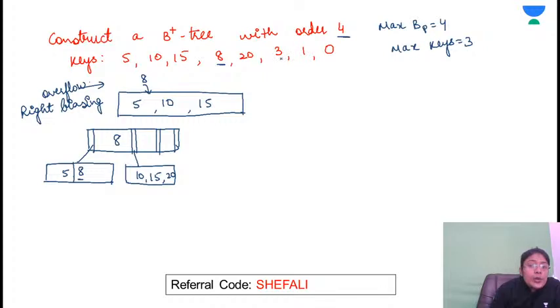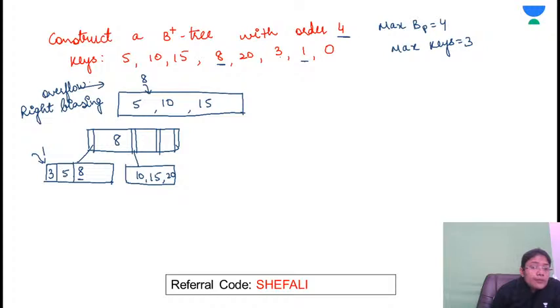Next element I want to insert is 3. Where will 3 be inserted? 3 is smaller than 8, so it will be inserted to the left of 8 in ascending order. Next element that I want to insert is 1. 1 is smaller, so 1 will be added here. It's a case of overflow.